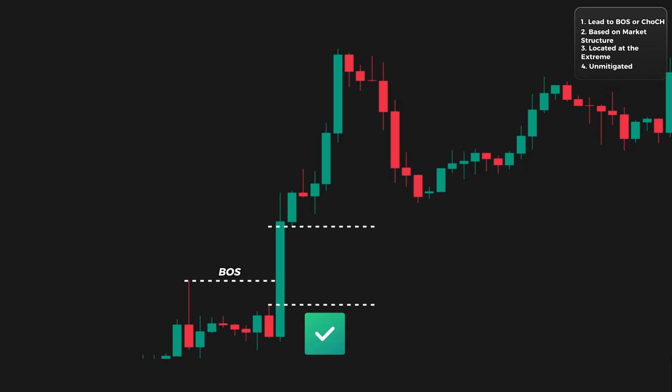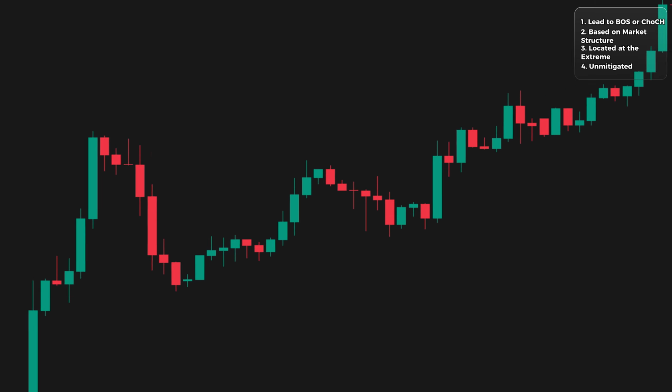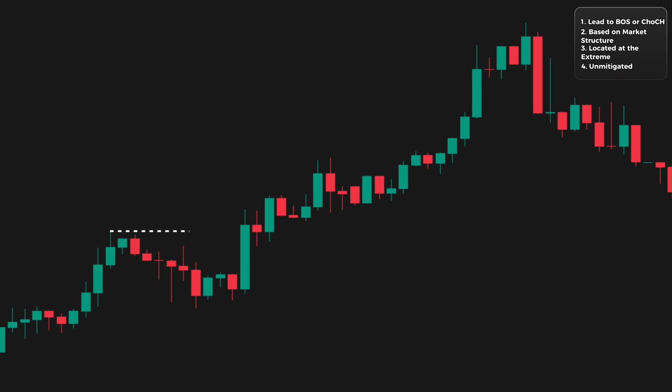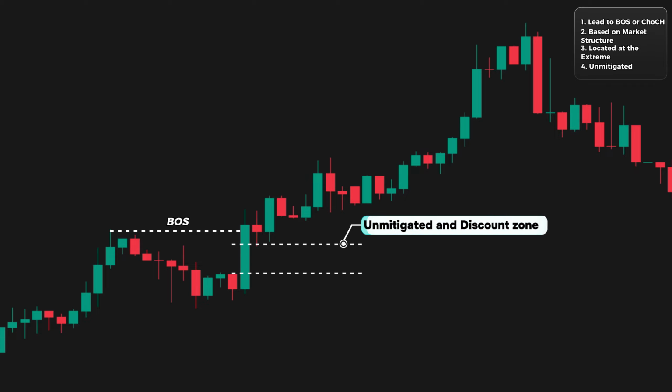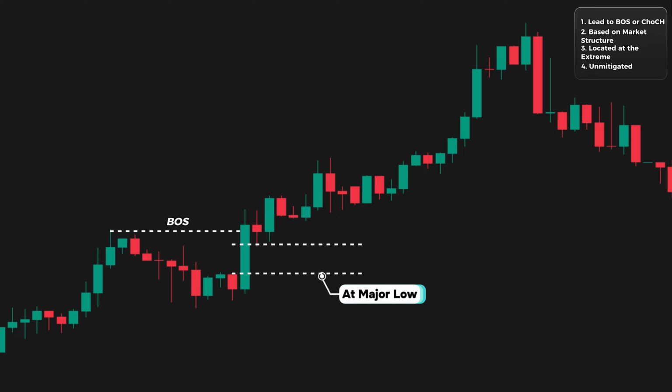Therefore, this is a valid fair value gap. Moving to another example, the price continues to break a key high, creating a fair value gap in its wake. Furthermore, it remains untested and is located in the discount zone, aligning with the broader bullish market structure. Additionally, the fair value gap appears at a market extreme, enhancing the likelihood of a strong price response.